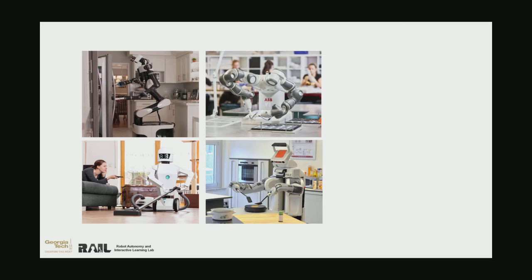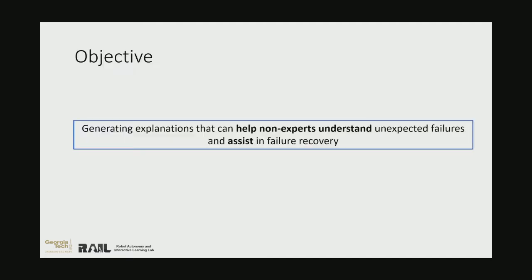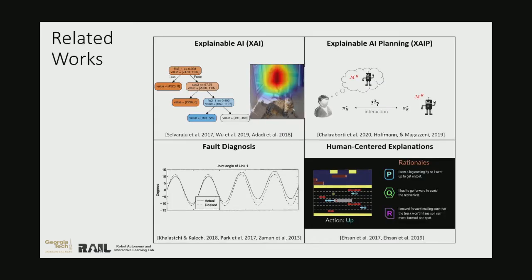And while these robots are successful in executing these tasks, unexpected failures can be inevitable and may require human assistance for recovery. Yet, in most cases, the co-located users are not AI experts or roboticists, and without additional information from the robot, cannot understand the cause of failures. This leads us to the main objective of our work, generating explanations that can help non-experts understand unexpected failures and assist in failure recovery. Our work relates to prior work across multiple areas.